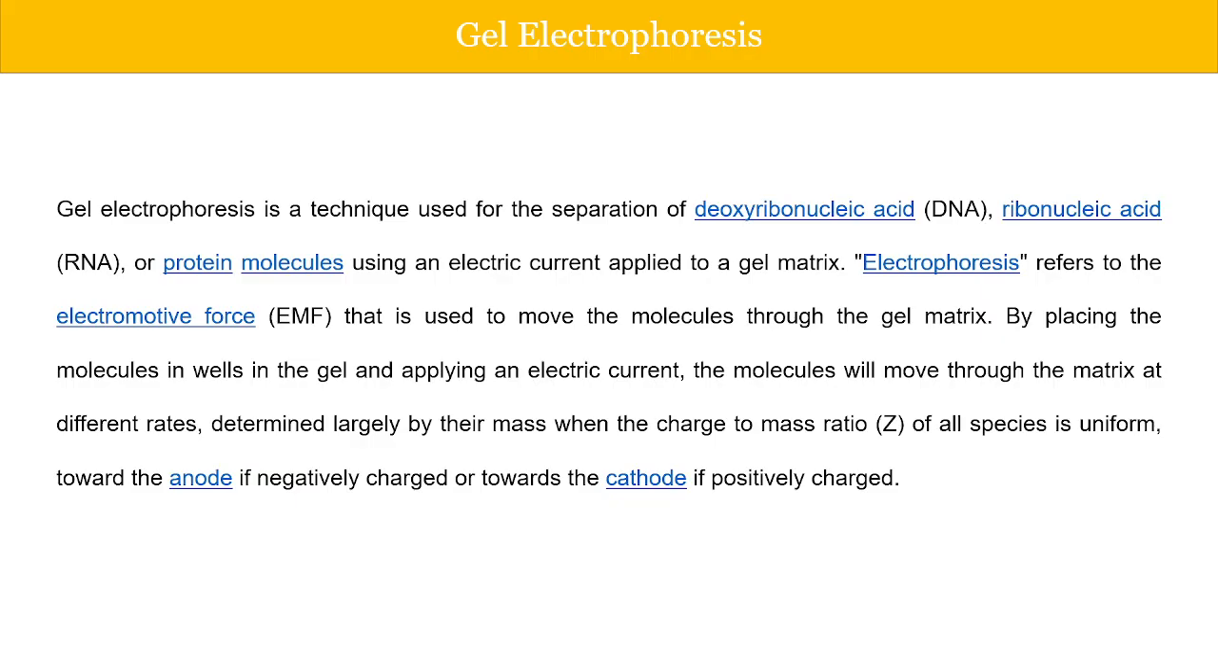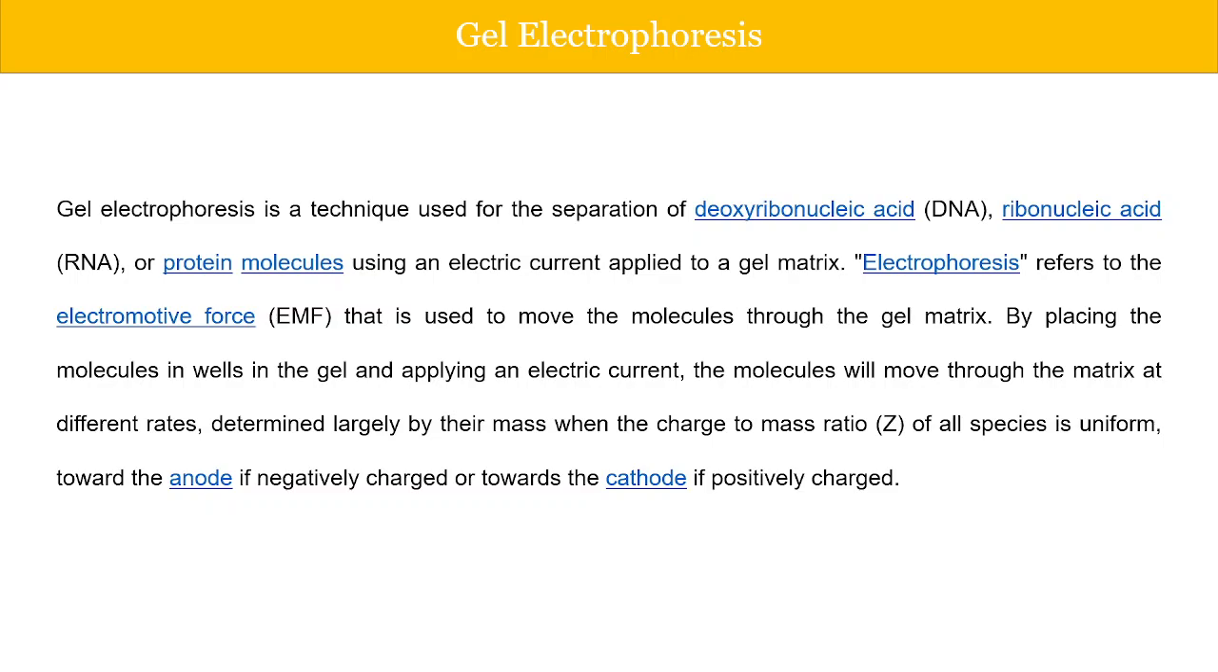Okay, so we can go then. If you don't have questions, then we can move on to the details of gel electrophoresis. Gel electrophoresis is a technique used for separation of DNA, RNA, and protein molecules using electric current applied to a gel matrix. Electrophoresis refers to the EMF, or the electromotive force, used to move the molecules through the gel matrix.